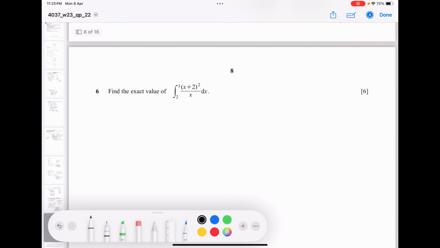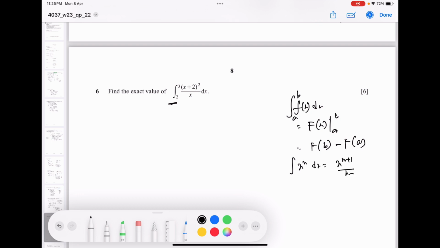Now this is question number 6 from definite integrals. If we integrate f(x) dx, the result is F(x) with the limits from a to b. This is the basic formula of the definite integral. Then we know that the integral of x to the power n dx equals x to the power n plus 1 divided by n plus 1, where n cannot be minus 1.